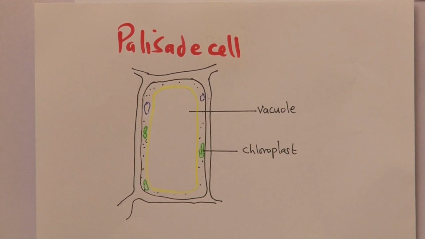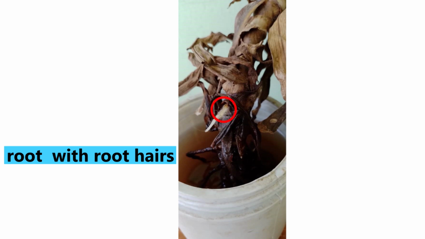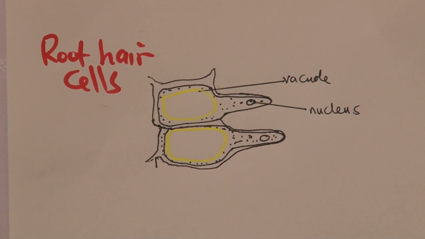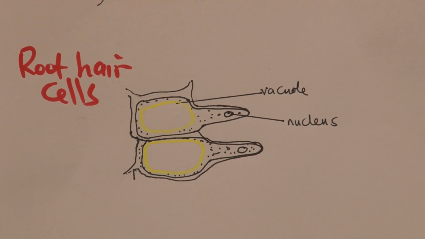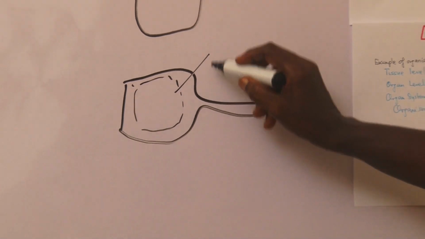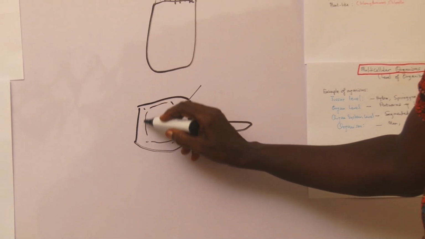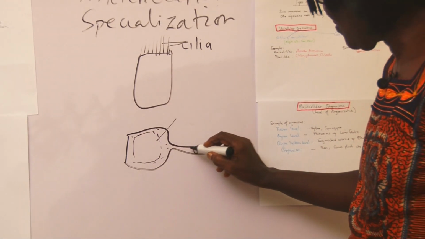Then we have root hairs. The root hair is found on part of the root. The ordinary cell develops an extension, a cytoplasmic extension like this, and much of the cell is filled with a vacuole, but the cytoplasm is left here and the nucleus is almost at the tip.